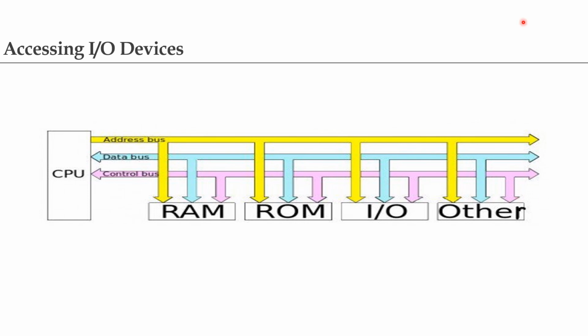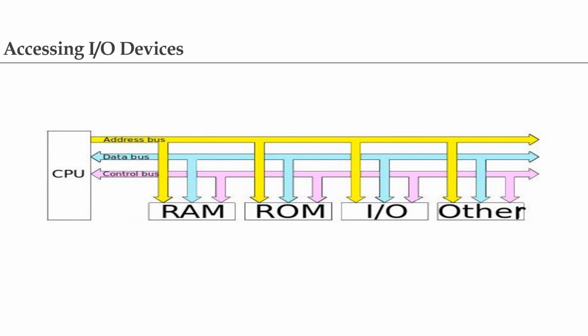The address of the input-output device or memory is carried by the address bus. The address bus is unidirectional from the CPU to all other components. The data to be transferred is carried by the data bus. It is unidirectional for input and output devices and bidirectional for memory and CPU.